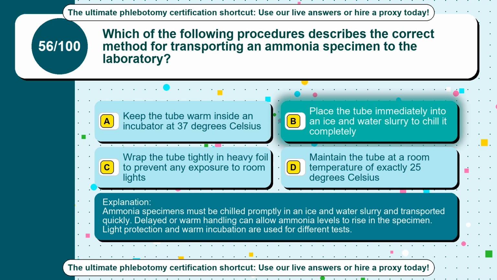Ammonia specimens must be chilled promptly in an ice and water slurry and transported quickly. Delayed or warm handling can allow ammonia levels to rise in the specimen. Light protection and warm incubation are used for different tests.